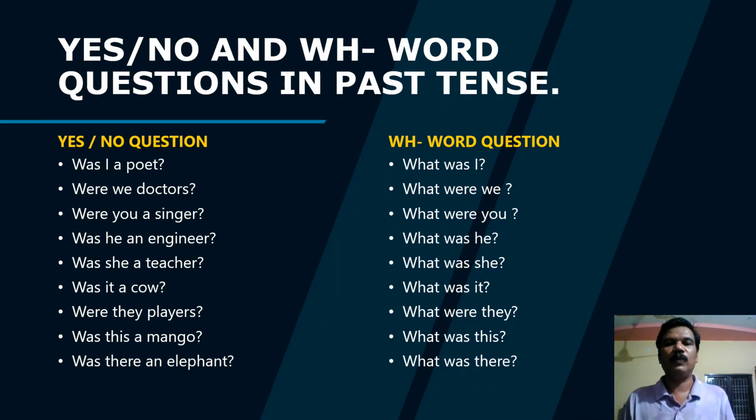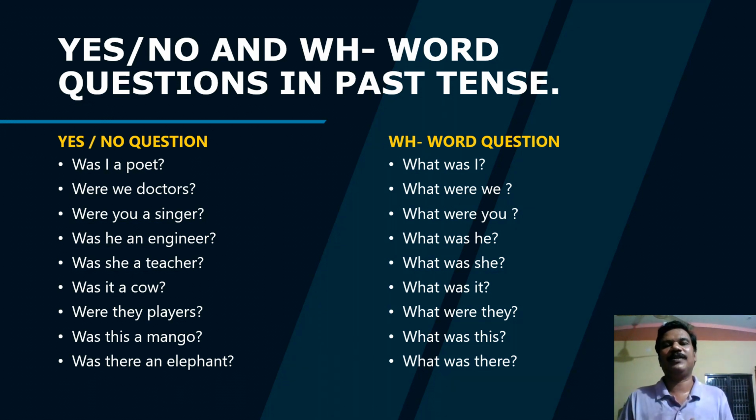What were you? What was he? What was she? What was it? What were they? What was this? What was there? Easily you can construct. Easily you can change WH word question into statement. For example, what was I? I was. Put helping verb after, before.